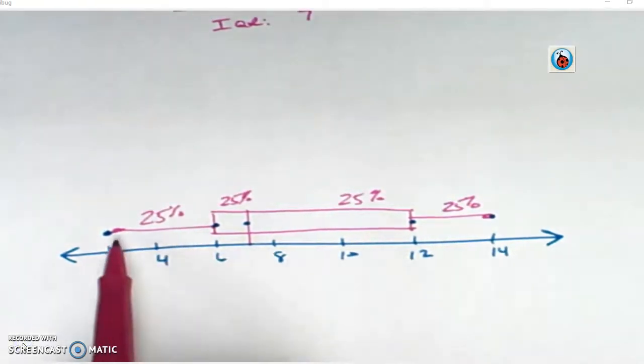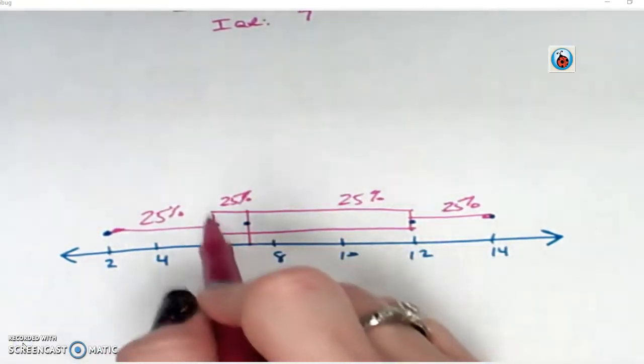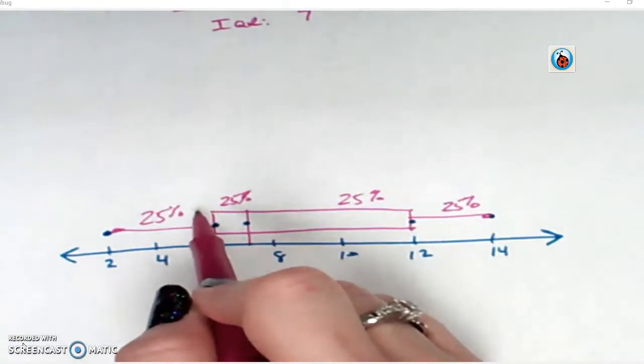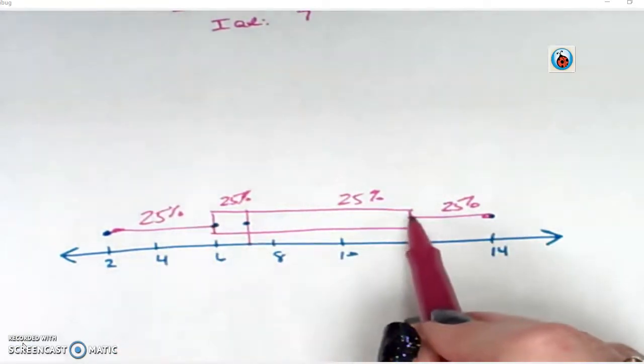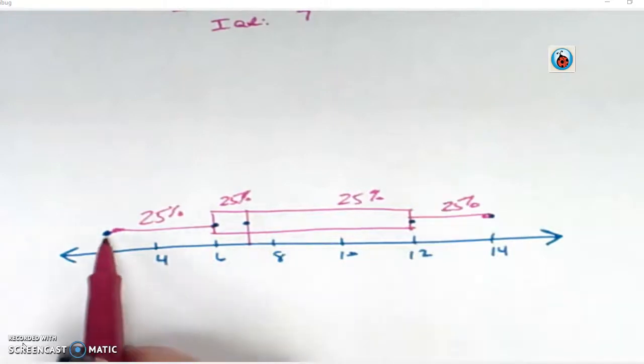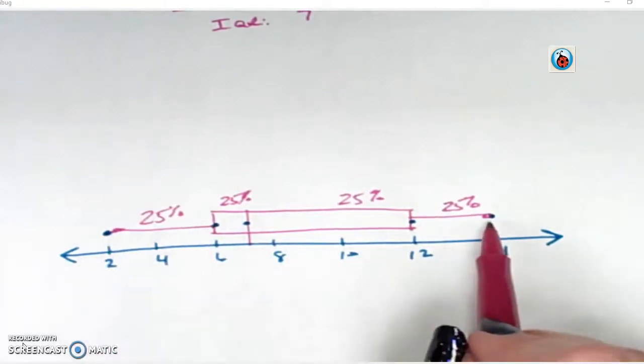When you talk about Q1, this is your Q1, that's going to be known as the lower quartile. Q3 is your upper quartile. Lower extreme, upper extreme.